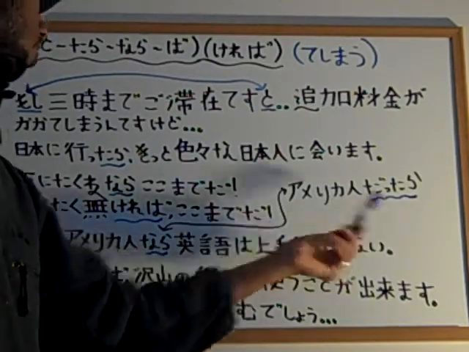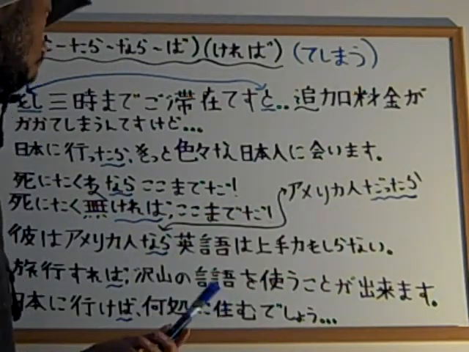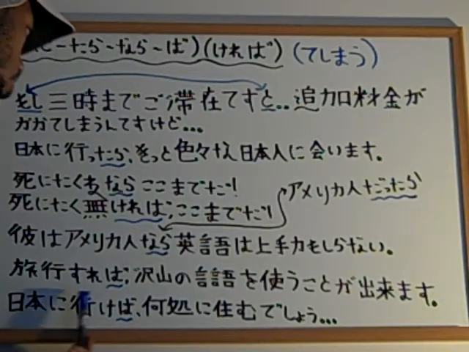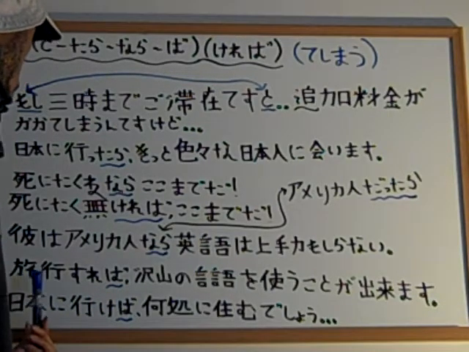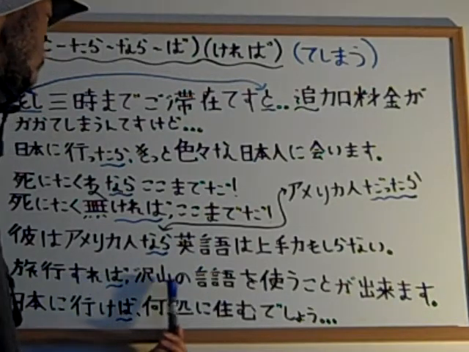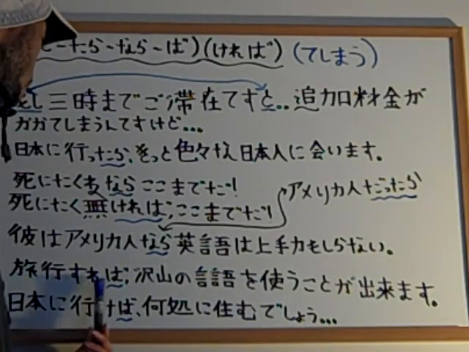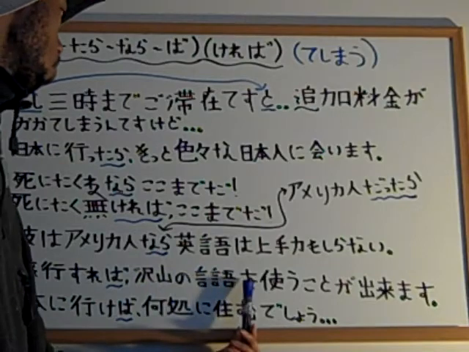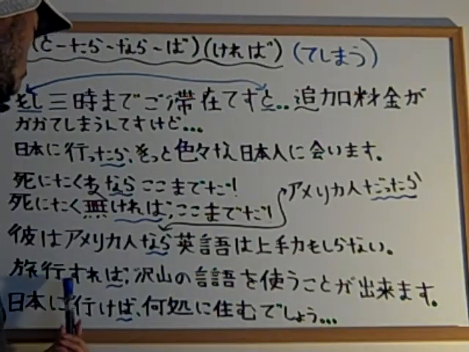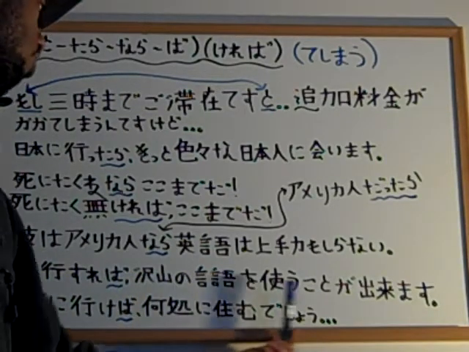So nara and dattara, they're the same. I use this one more than nara though. Alright, the next one, what do we have? Ba. Okay, eba, the ba. So, 旅行すればたくさんの言語を使うことができます. If you travel, you will be able to use a lot of languages.